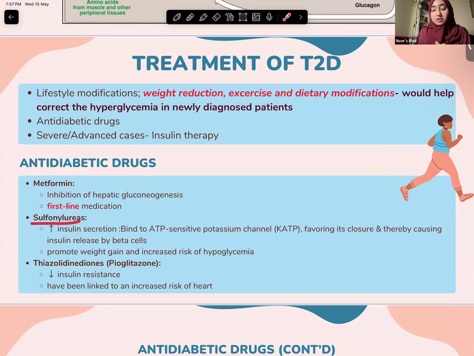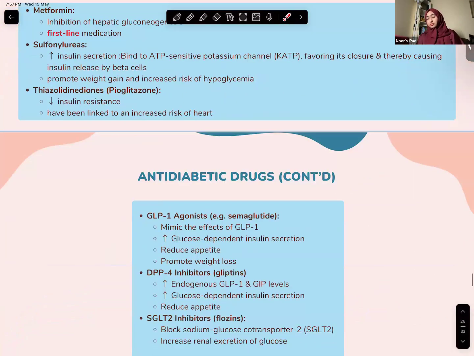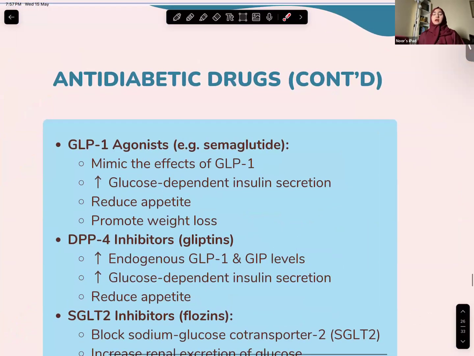Now sulfonylurea, they try to increase the insulin secretion, like how the pancreas secretes insulin in type 2 diabetes, but not the amount that the body requires. So if you give sulfonylurea, it will increase that insulin secretion. Okay, now talking about thiazolidinediones. That decreases the insulin resistance, and this is what we want, right? We need to decrease the insulin resistance in type 2 diabetes.